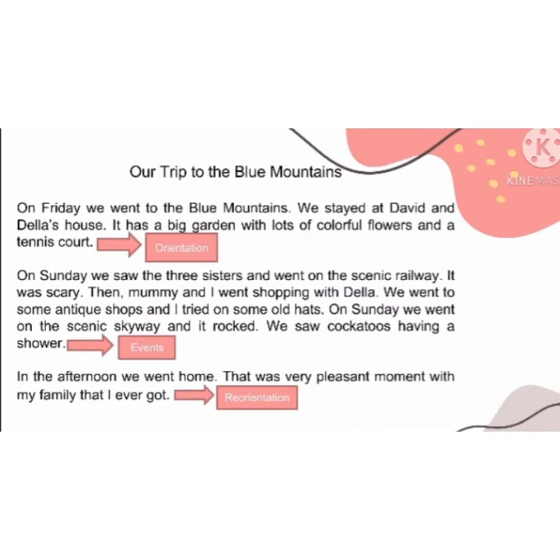Our trip to the Blue Mountains. On Friday, we went to the Blue Mountains. We stayed at David and Della's house. It has a big garden with lots of colorful flowers and a tennis court. On Sunday, we saw the three sisters and went on the scenic railway. It was scary. Then, Mommy and I went shopping with Della. We went to some antique shops and I tried on some old hats.